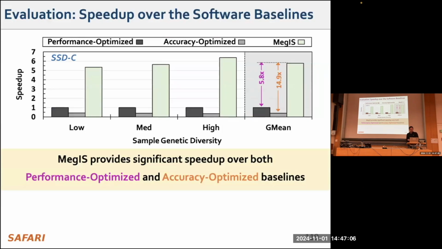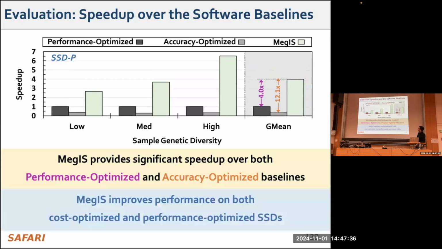So when you look at the results in terms of the speedup compared to the software baseline, we have a performance optimized software baseline, which is a fast metagenomics tool running on a CPU. There's an accuracy optimized baseline, again a slow tool, but extremely accurate. And then we have Megis over there. We look at two different SSD configurations. One is the cost optimized SSD. The second one is the performance optimized SSD, where you have a higher bandwidth. Looking at both, we see that Megis improves the performance quite substantially compared to, of course, the CPU baselines.